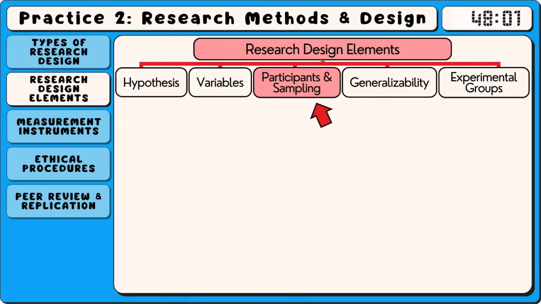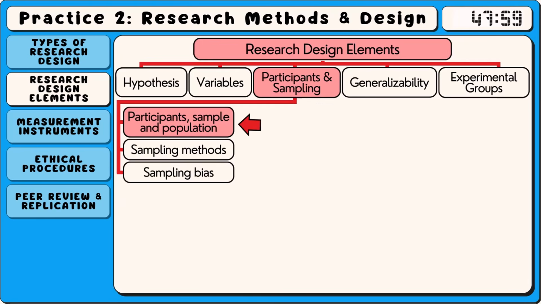Now let's look at participants and sampling. First, we'll define participants, sample, and population. And then we'll explore the sampling methods you need to know about for AP Psychology. And then we'll look at a concept called sampling bias. Let's start with our three definitions.